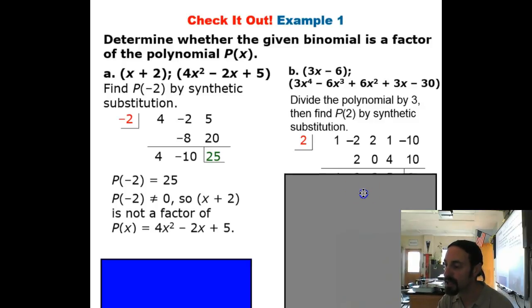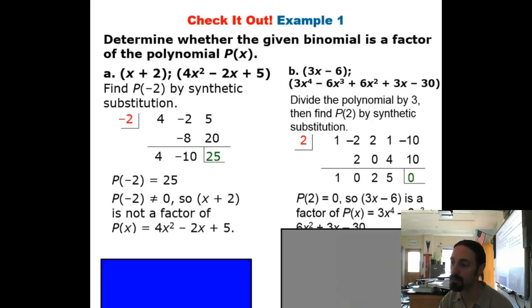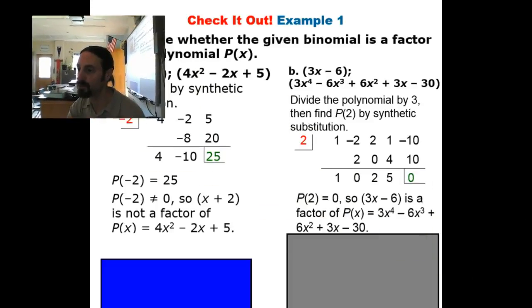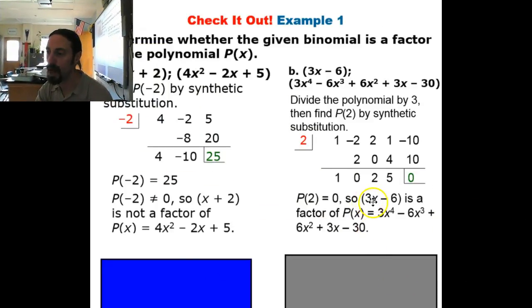So when you complete the synthetic substitution, indeed you find out that for this problem, you get a remainder of 0, which means that if you plugged in a 2 into the problem, you would get a 0 out of the problem. Let me move my beautiful face over here out of the way. And lo and behold, 3x minus 6 is a factor of this problem.